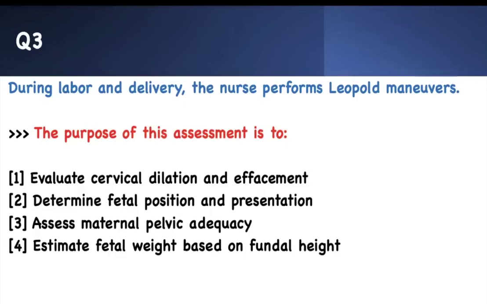Some of them do not make sense. When you evaluate cervical dilation and effacement, you don't do any maneuver. You just use your finger to examine, and then do a vaginal exam. That's all. But to determine fetal position and presentation, it looks like you have to do some maneuver to be able to know where the baby is. I'm using test-taking strategy, critical thinking. Assess maternal pelvic adequacy. It's a pelvic exam, right? Estimate fetal weight based on fundal height.